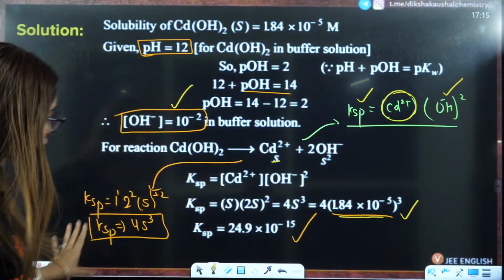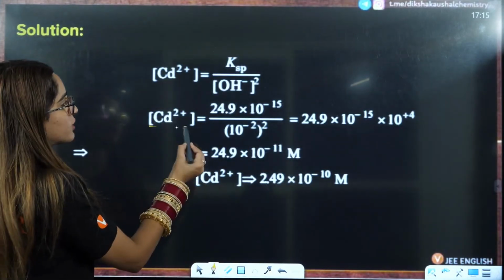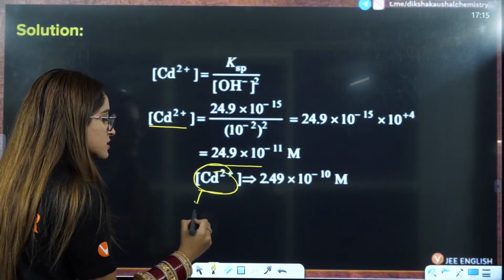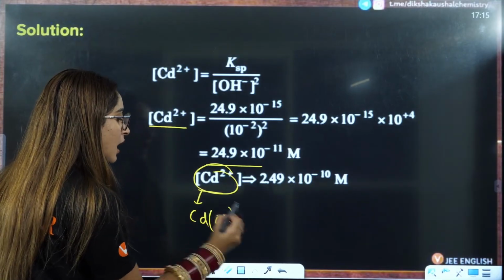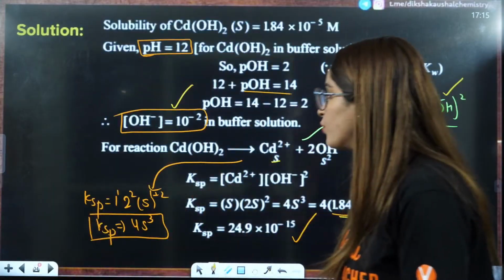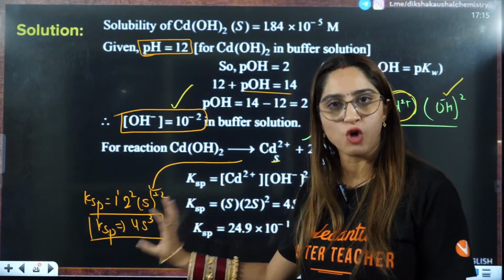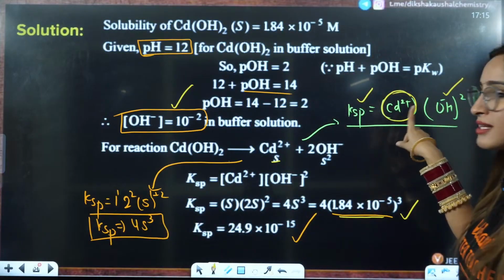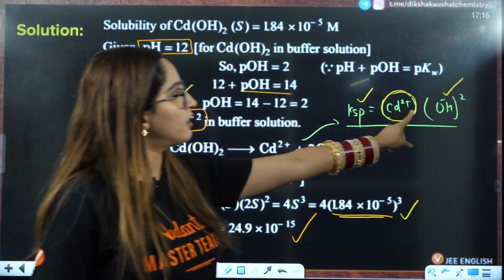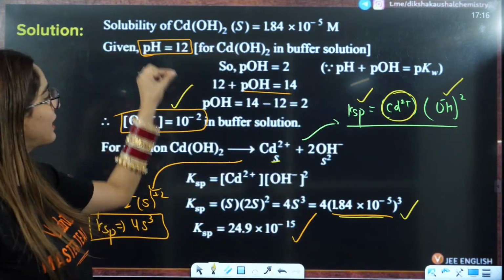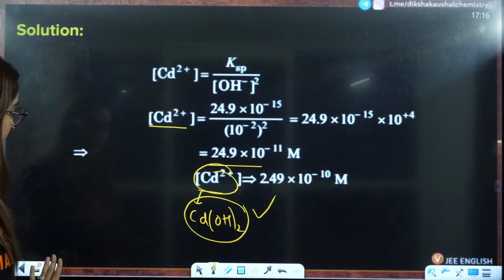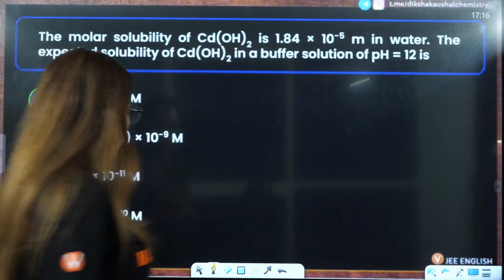Is that clear to everybody or not? That's how you will solve this question. Cd2+ is Ksp divided by OH negative squared. You will solve this, and Cd2+ is nothing but your Cd(OH)2 solubility. So three things we have used: the Ksp value in terms of solubility, the Ksp in terms of the concentration of ions, and the OH negative from the pH value. Is that clear to everybody? Students, is that clear?